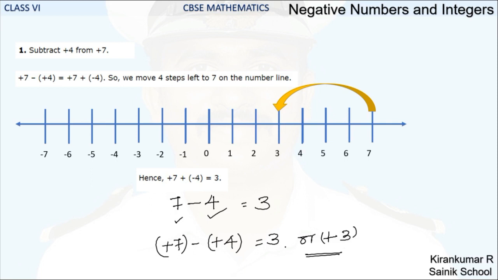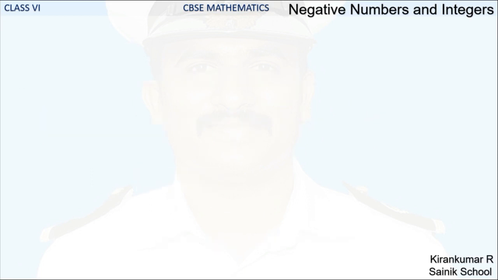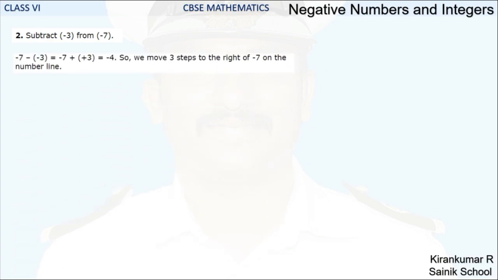Let's see one more example. This time I would like to subtract a negative integer from another negative integer. So let me subtract negative 3 from negative 7. When negative 3 is subtracted from negative 7, instead we add positive 3, that is the inverse of negative 3. The result obtained is negative 4.